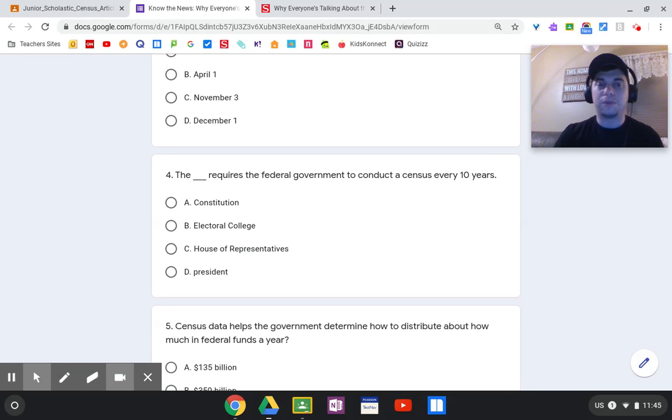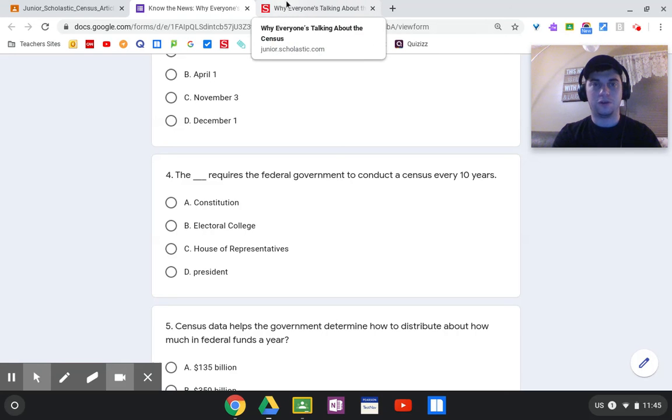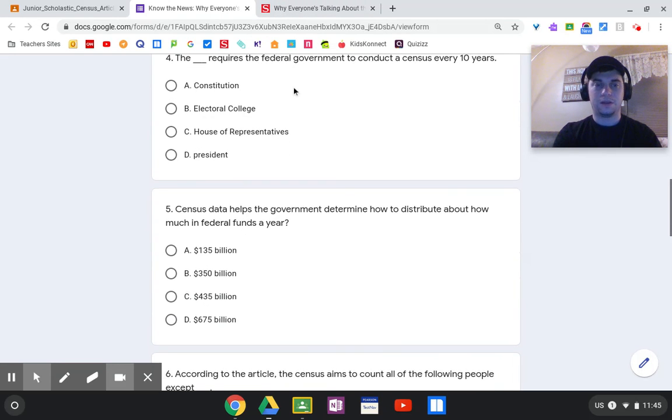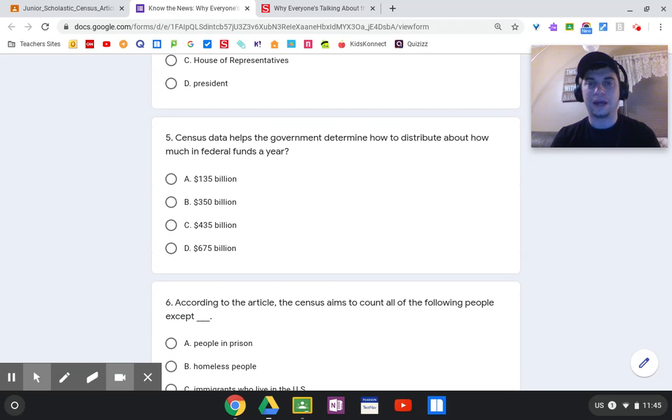Number 4, the blank requires the federal government to conduct a census every 10 years. Will that be the Constitution, the Electoral College, House of Representatives, or the President? Again, all these answers should be found in the text. That's why I strongly recommend just keeping it open in a tab. Okay. Number 5, census data helps the government determine how to distribute about how much in federal funds a year. Okay, so they're going to throw out some big dollar amounts here. So just make sure you're looking at these numbers carefully because a lot of them are very close. They all deal with the billions. So just make sure you're looking at them very closely.